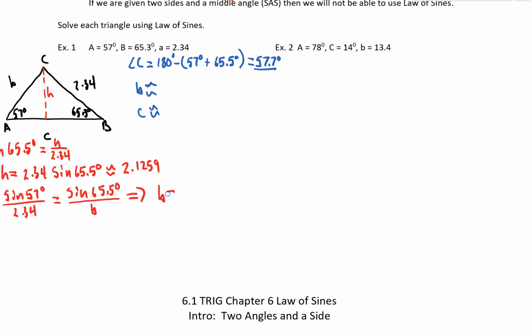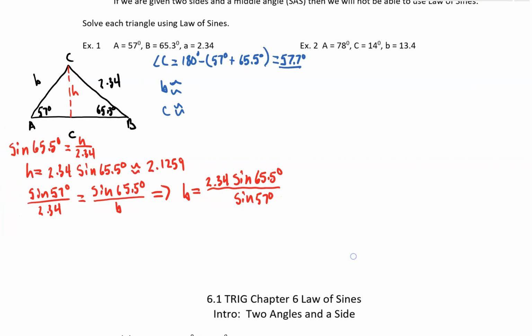So B here is going to equal, I'm going to invert this one. So 2.34 sine of 65.5 degrees, all of that is over sine of 57 degrees. In this particular case, we're going to put this all in our calculator and work it out. When we work it out, we're going to round off to 2 decimal places. This is approximately 2.53.